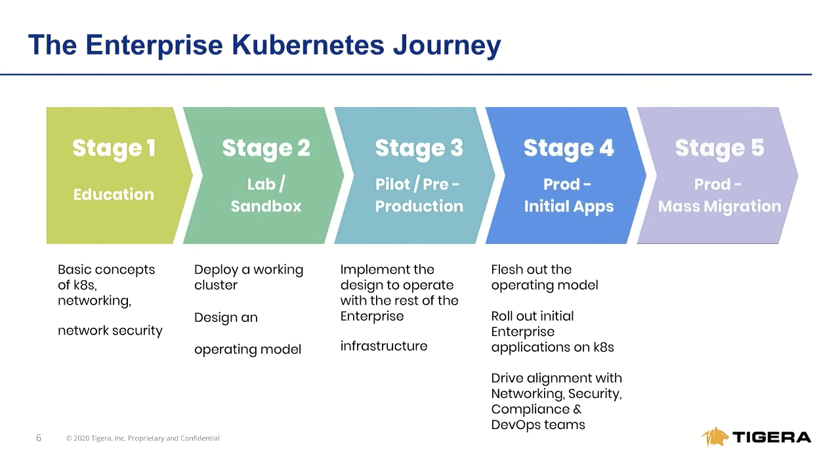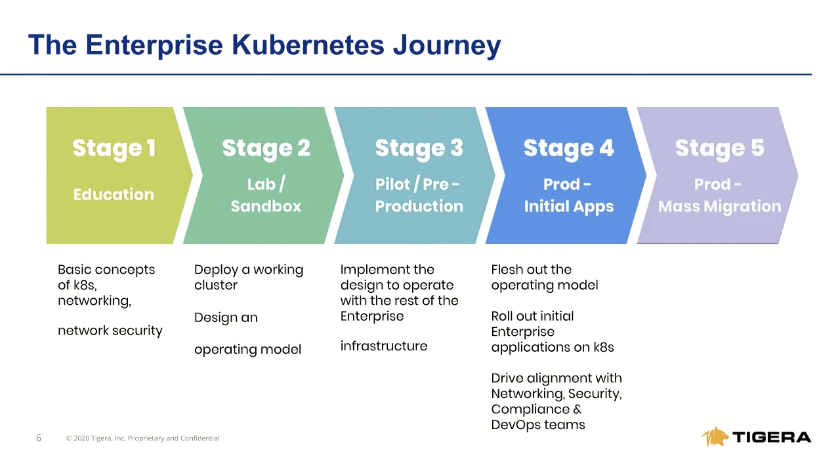So then you enter stage 4. And in stage 4, what we generally see is that one single application is usually rolled out to the Kubernetes cluster and run in production. And in this stage, what happens is you really kind of start to flesh out the operating model, meaning issues will come up, and you're resolving those issues, and you get what I call the muscle memory related to managing Kubernetes and having multiple people involved in doing that.